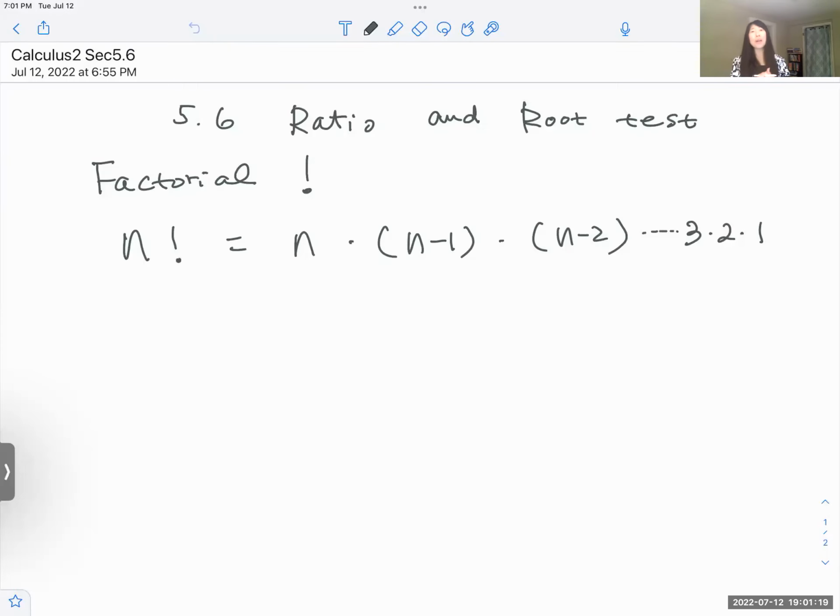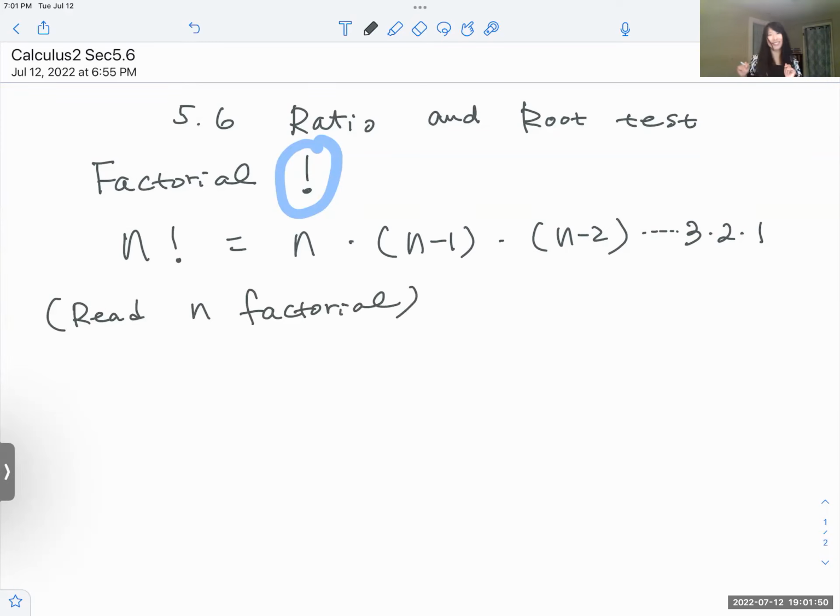Okay, so we're gonna do 5.6 today, ratio and root test. So this is really easy, but we have to know the factorial first. We've never seen this one before, factorial, right? So the symbol is like this, okay? We read this one n factorial.